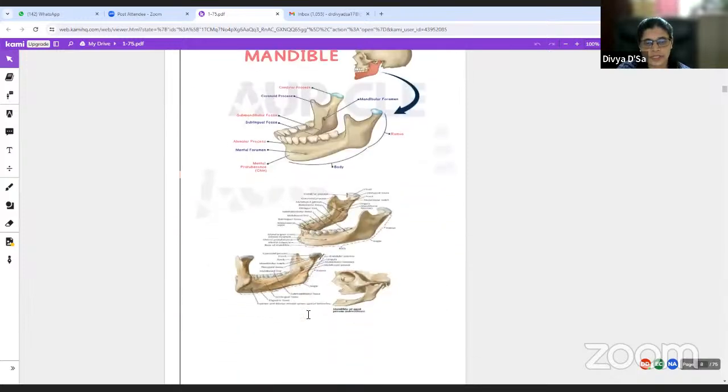So here, in the center, when they are formed separately, there are two, one on the right side and one on the left side, and they both fuse in the center.